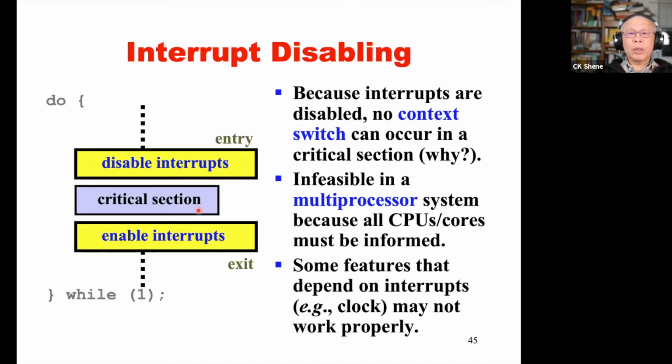So how do we do that? In an operating system, usually we disable all interrupts. And we need to inform all CPUs and CPU cores, which is not only time consuming, but also infeasible if you use this technique very frequently. So usually the critical section would be very, very short, just a few instructions. Right after that, all interrupts are allowed to happen.